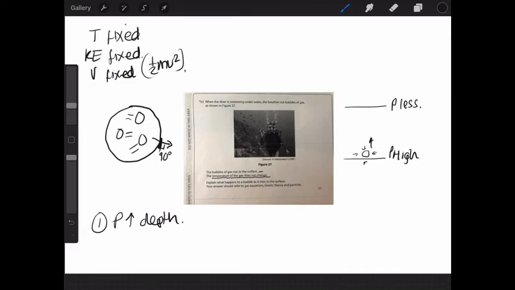So, the last bit of the question. I haven't actually finished reading it yet, that's true. Explain what happens to the bubble as it rises to the surface. And we need our answer to refer to the gas equation. Well, this is Boyle's law. This is P1V1 equals P2V2, because you have got a fixed mass of gas trapped in the bubble. And we've been told it's at a fixed temperature. So it's definitely Boyle's law. That's the equation they want.